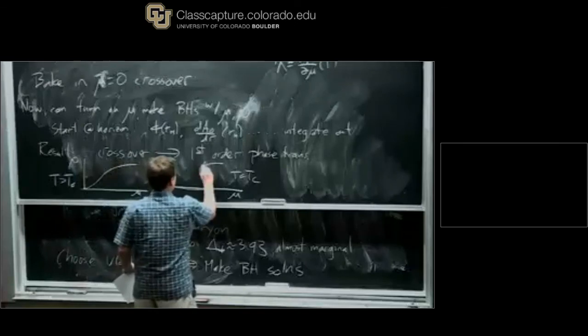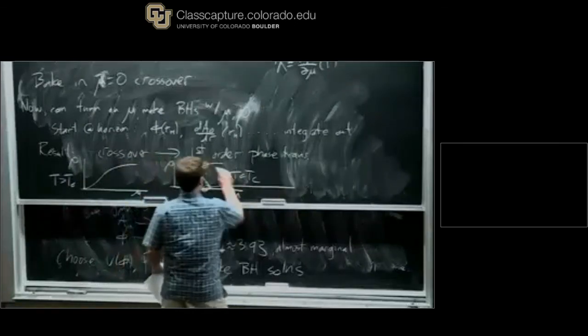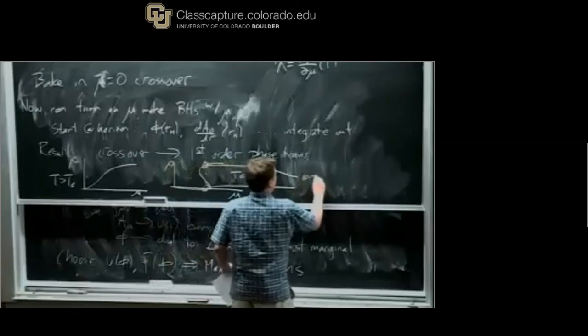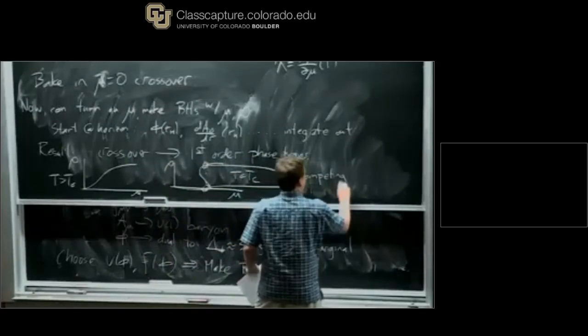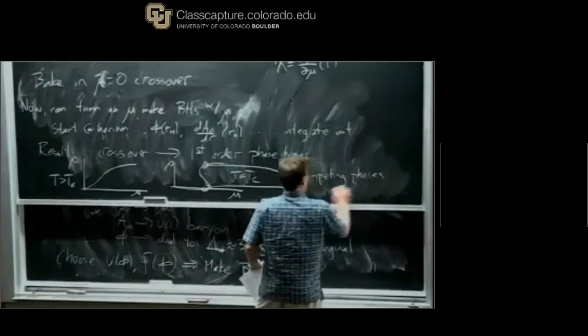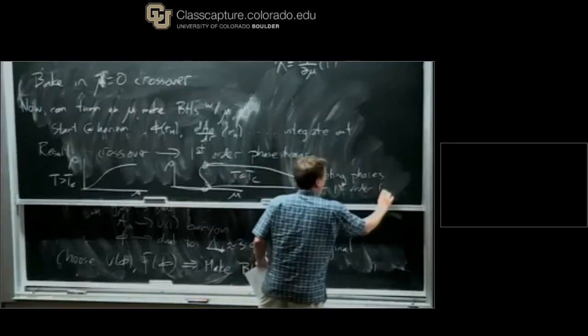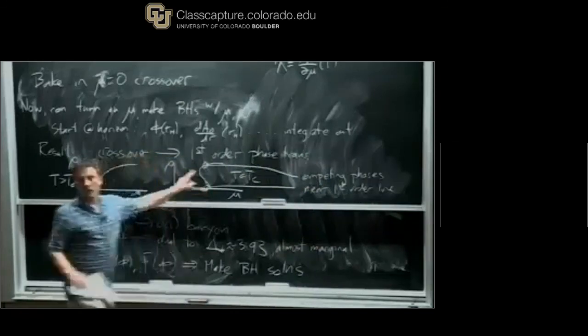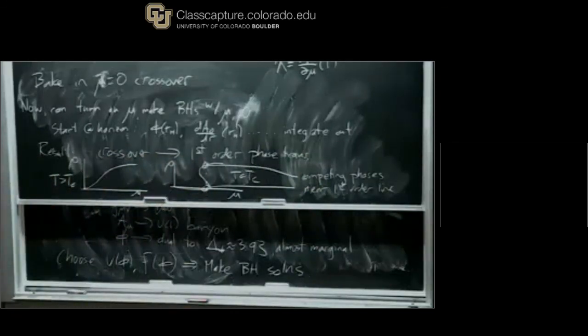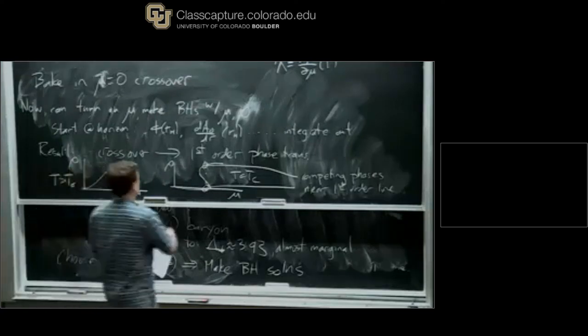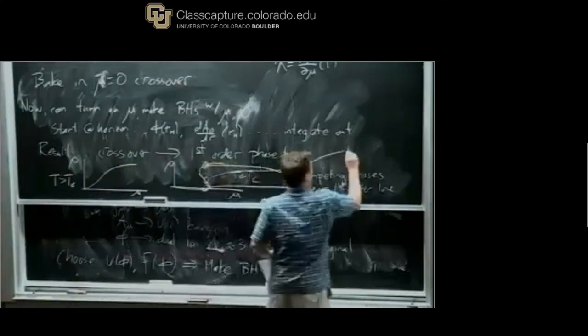If you pick a particular point, then these two here, these are two different black holes. These are the competing phases near the first-order line. There's always a third one in the middle, which is thermodynamically unstable because the derivative of this function goes the wrong way. So we see three different black holes here.